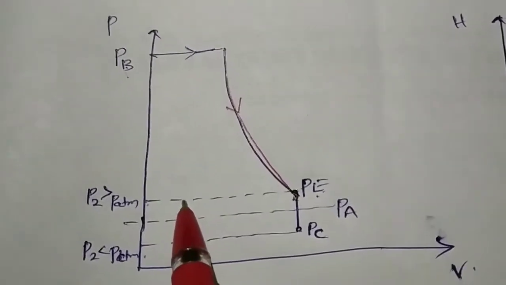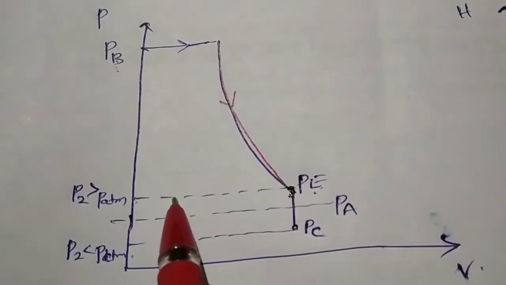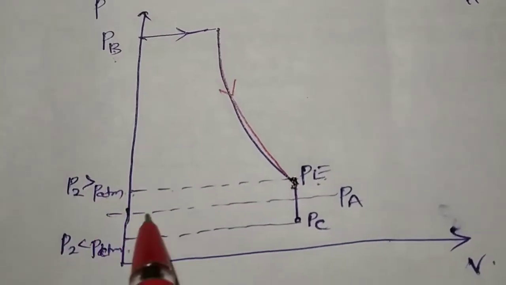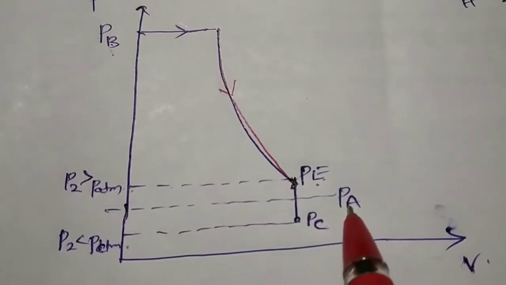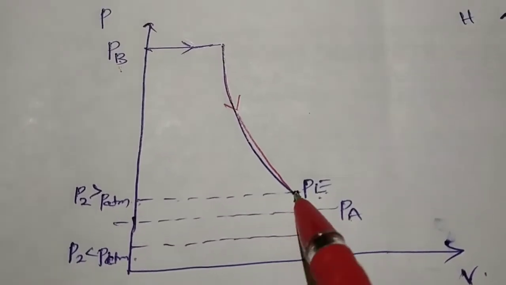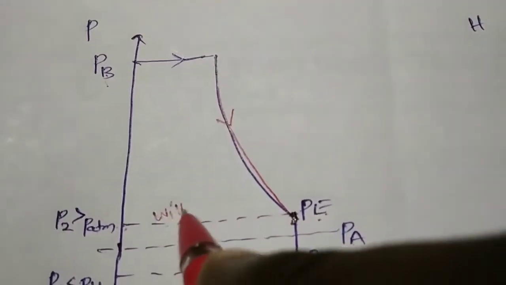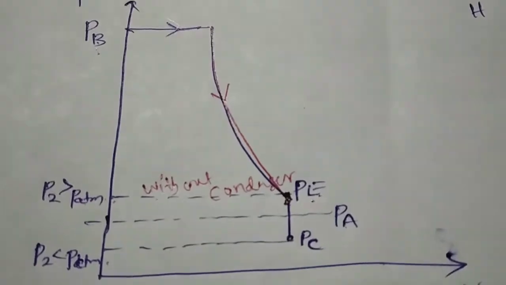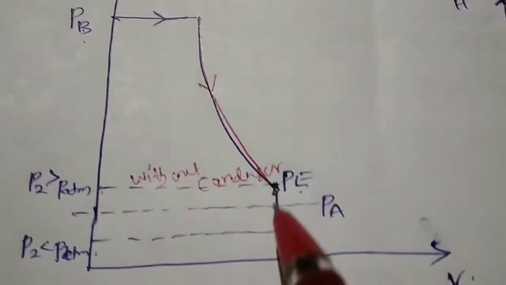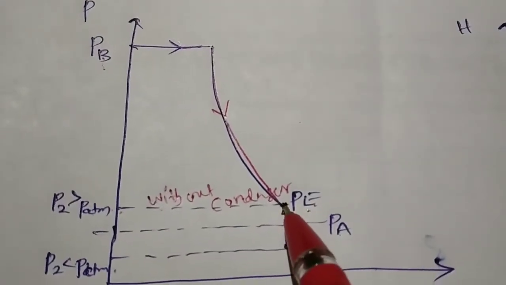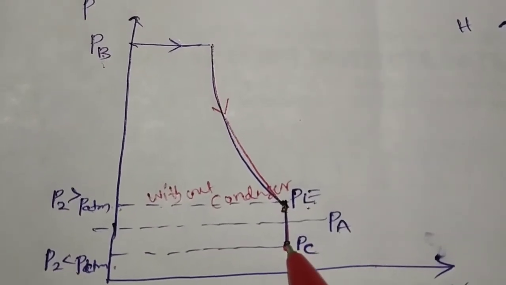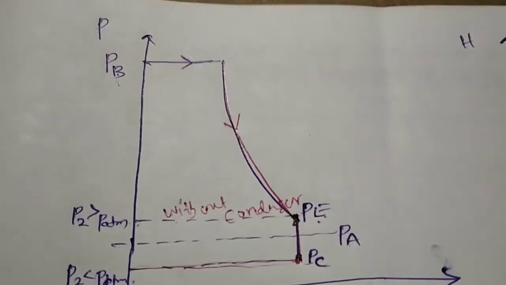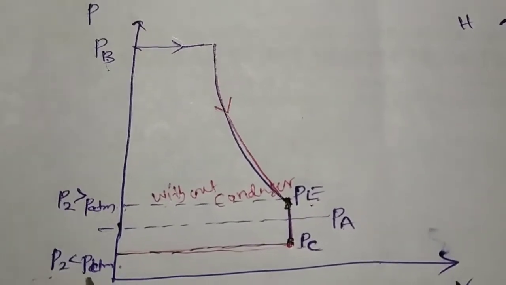Whatever the pressure after expansion of the steam in the turbine, it is greater than the atmospheric pressure, that is P2 greater than P atmosphere. Here in the middle there is a pressure called atmospheric pressure. Now this PE is the pressure without condenser. If you use a condensation process, what will happen? The pressure will decrease to less than the atmospheric pressure, and this is P2, the second stage pressure, which is less than the atmospheric pressure.